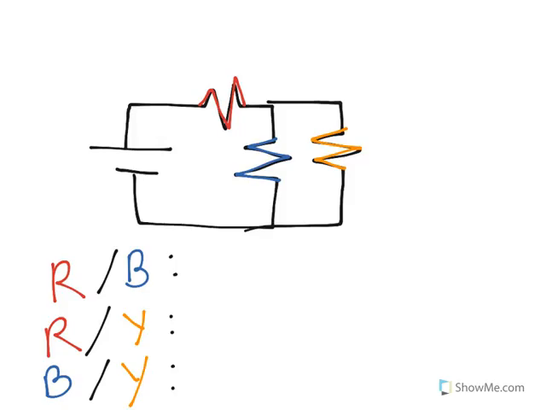This is an example of a more complex circuit. It has three resistors, which I have here, red, blue, and yellow. And so what you'll notice is that there's three possible combinations of two resistors, and we're going to look at whether each of them is in series or in parallel. So for red and blue, we can draw a pathway that would go through both red and blue. So they are in series.